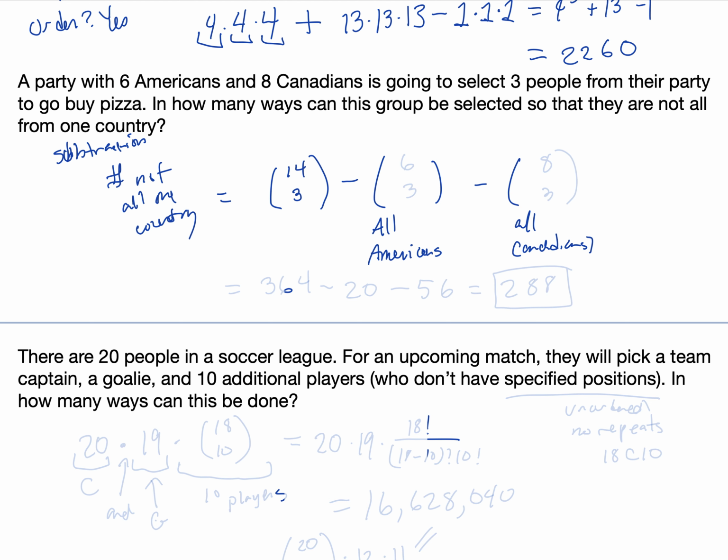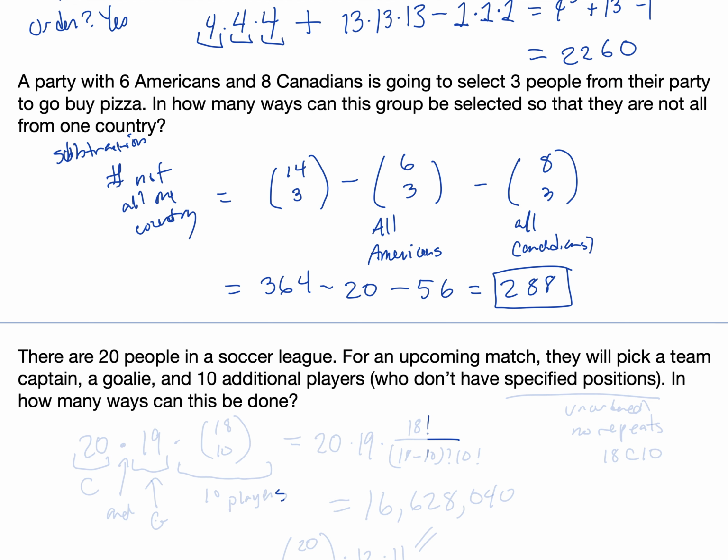So if that's the case, then there are 6 choose 3 groupings that are all Americans. There are 8 choose 3 groupings that are all Canadians. And so in total, we've got 14 choose 3. If you calculate that out, that's 364, minus 6 choose 3, that's 20, and then minus 8 choose 3, that's 56. And so in the end, that's 288 groups of 3 that we could select, where everyone in the group is not from the same country.